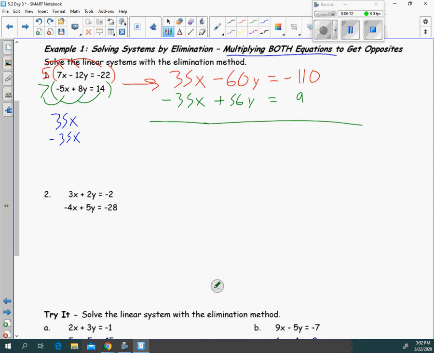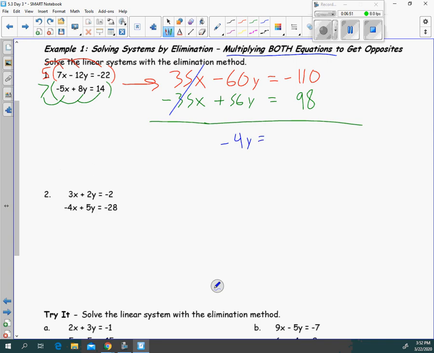Yeah, mental math. Sweet. All right. So guess what? That cancels out. That gives me nothing. That's what I wanted. Okay? So 0x. I'm not even going to write the 0x. I'm just going to jump down to the y's. That gives me negative 4y.